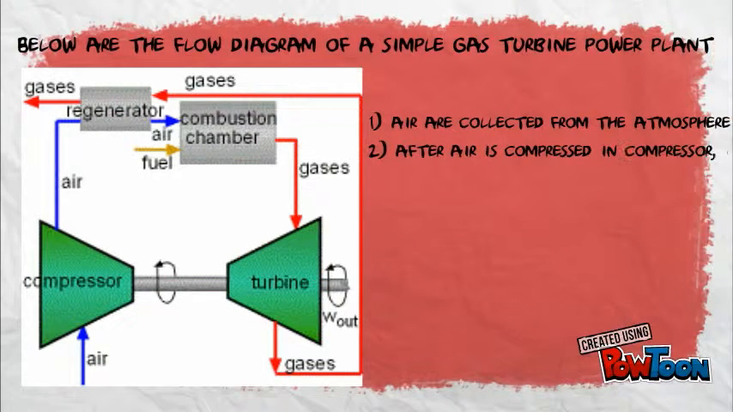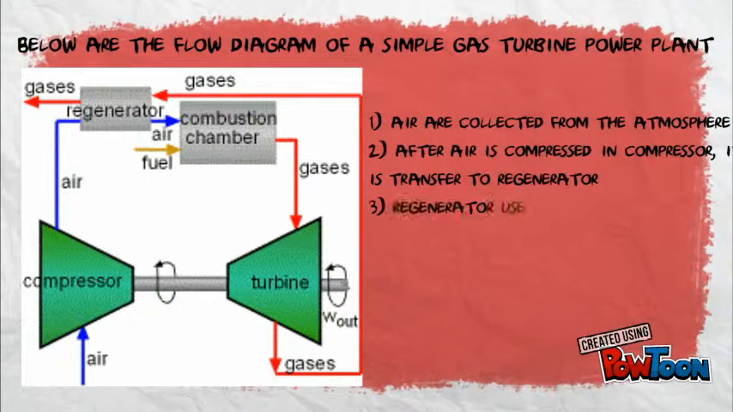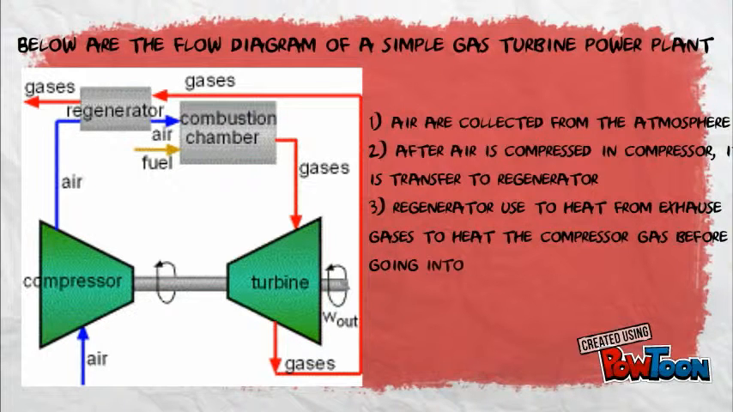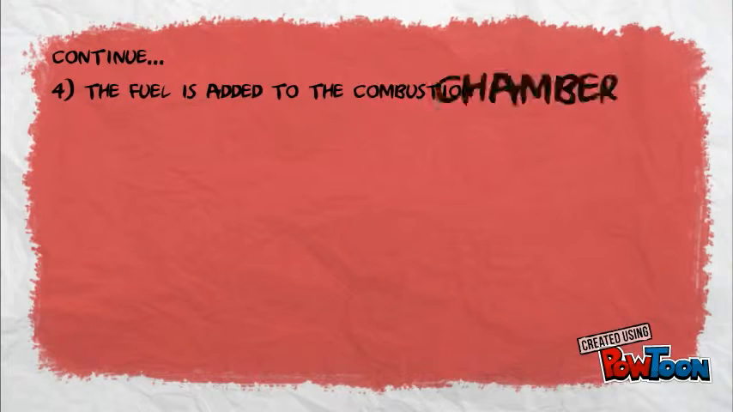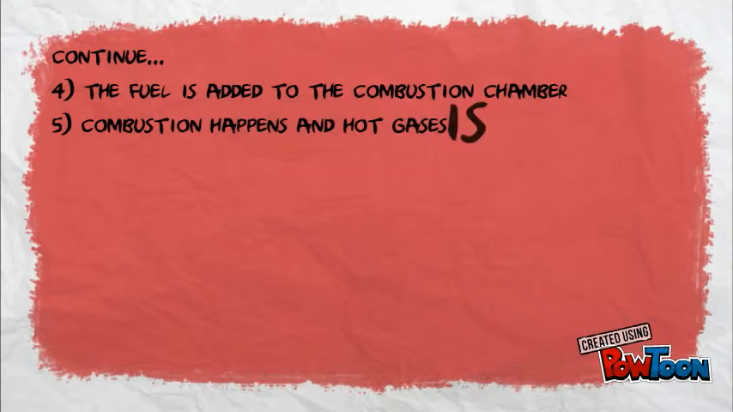First, air is collected from the atmosphere. After the air is compressed in the compressor, it is transferred to the regenerator. The regenerator uses the heat from exhaust gases to heat the compressed gas before going into the combustion chamber. The fuel is added to the combustion chamber. Combustion happens and hot gases are obtained.